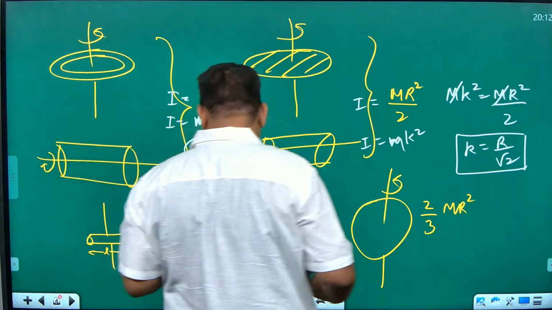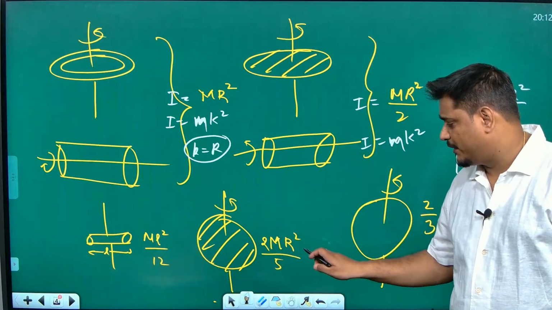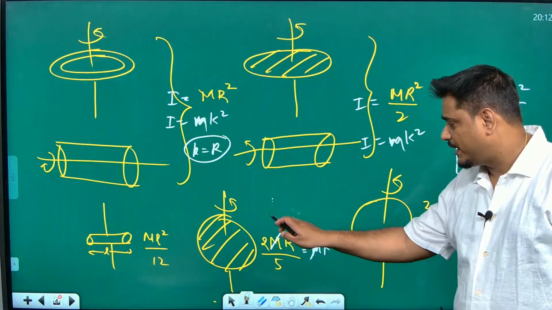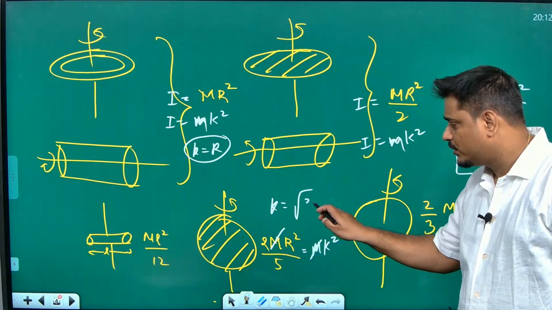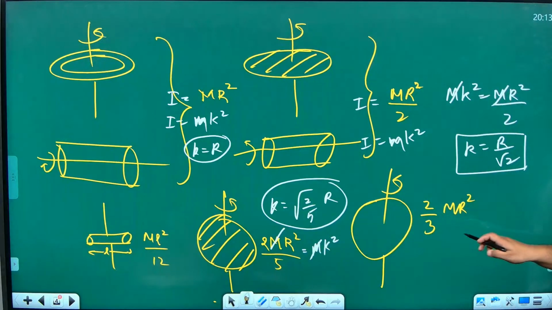For this shape, sorry, this will not have radius of gyration. For this shape, 2 mr square by 5 will be equated with what? Once again mk square, directly I am doing it. m gets cancelled. So k will become equal to root of 2 by 5 into r, isn't it? And for here what value of k will you get? Root of 2 by 3 into r.